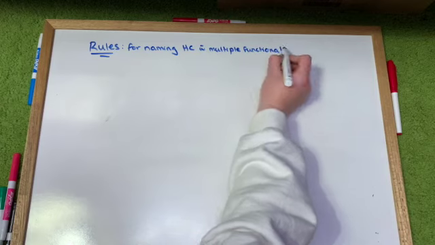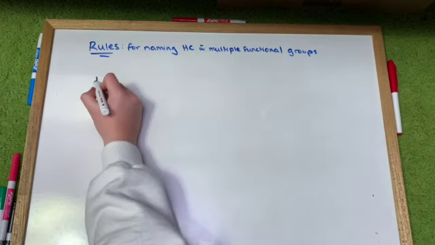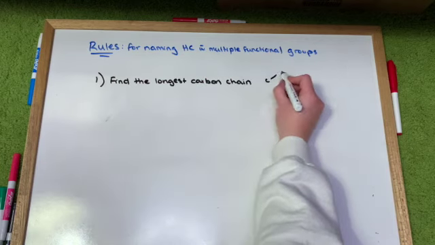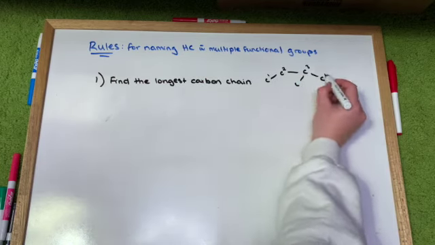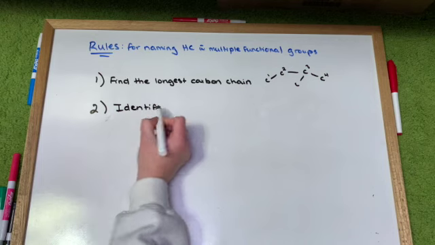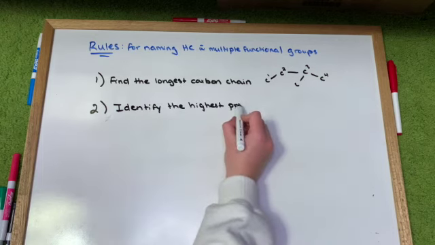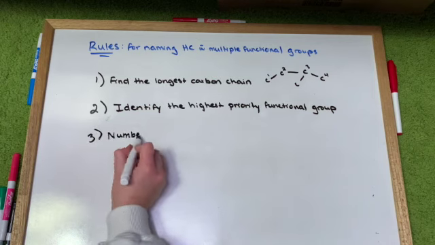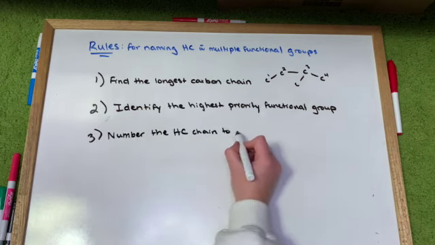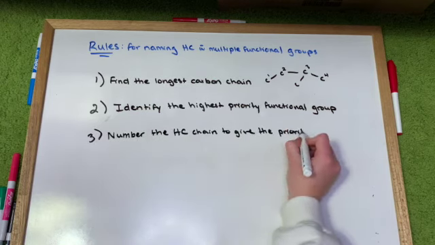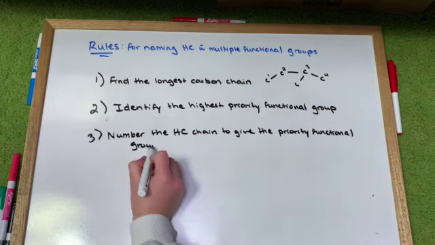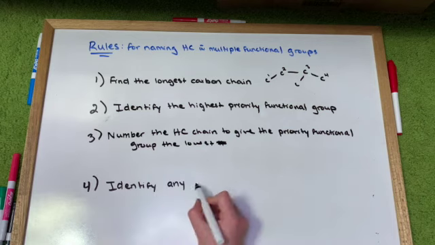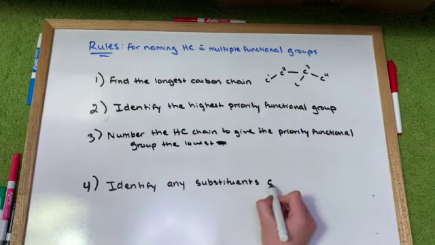So moving on to the rules for naming hydrocarbons with multiple functional groups, first you want to find the longest carbon chain. The second step is to identify the highest priority functional group. I'll show you what they are in the next slide. And then you want to number the hydrocarbon chain to give that priority group the lowest number. And finally, you want to identify any other substituents and their position on the hydrocarbon chain.